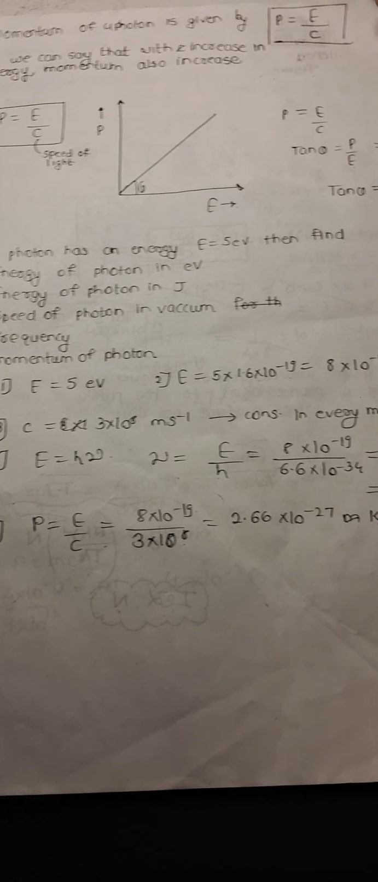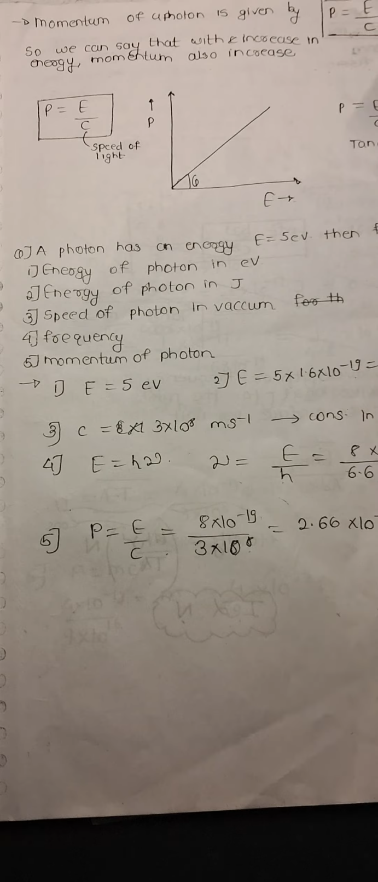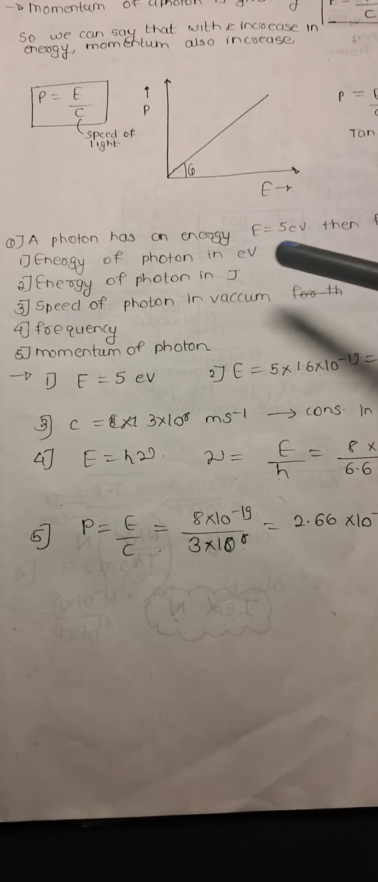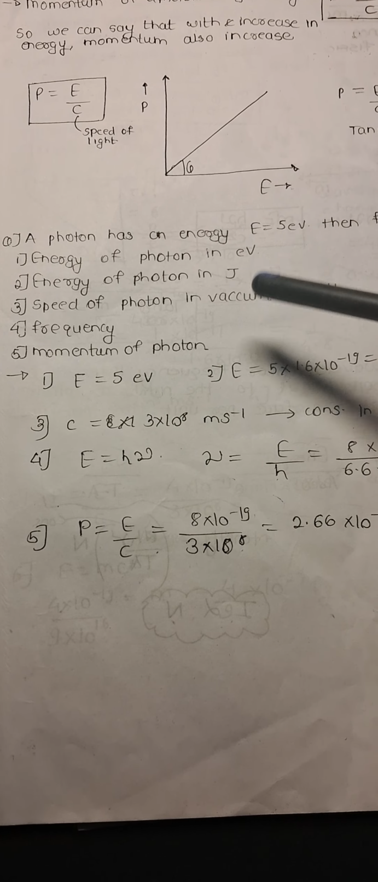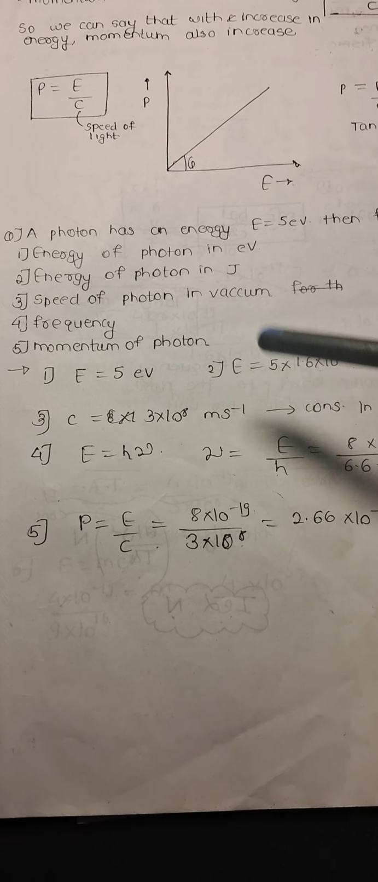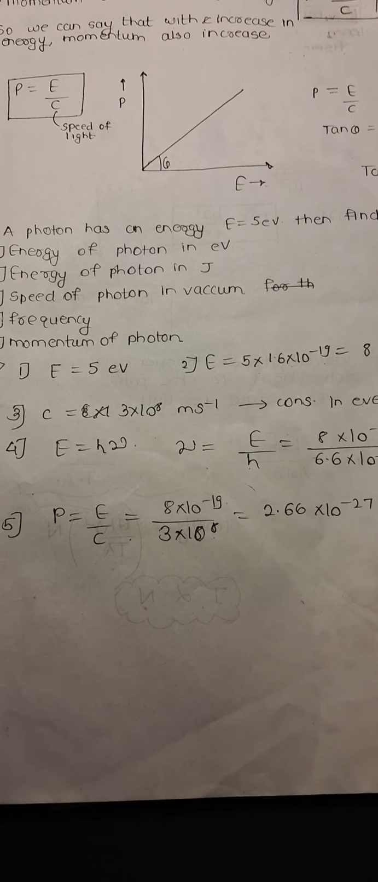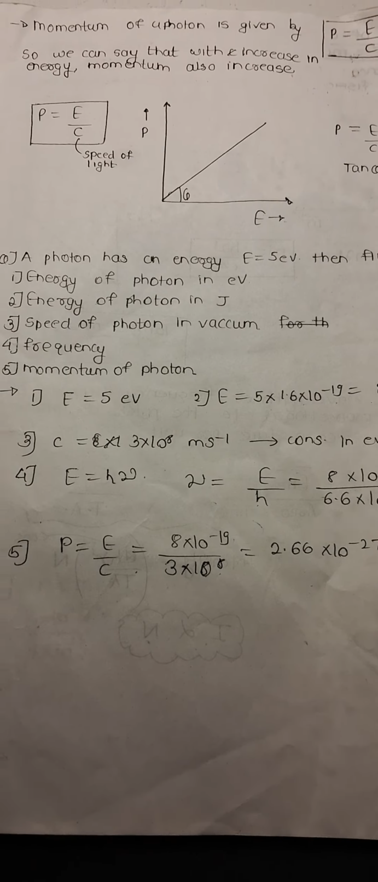then some other properties related to the momentum of the photon, the graphs related to the photons, then certain questions based on photon energy. It is given as 5 electron volt, and we need to find certain things: energy in eV, energy in joule, speed in vacuum, frequency, momentum. So these are very basic level questions based on the photons.